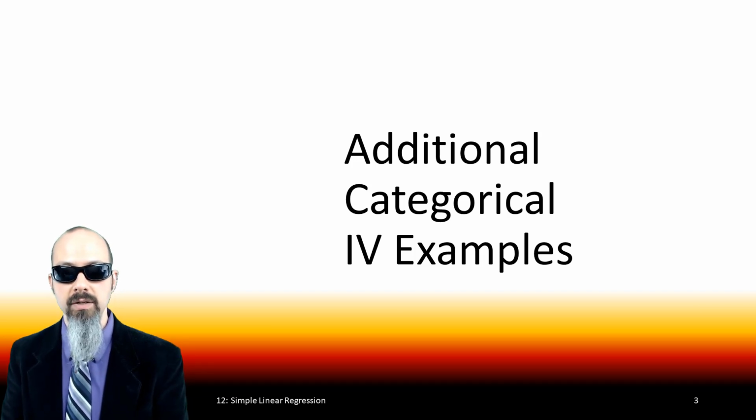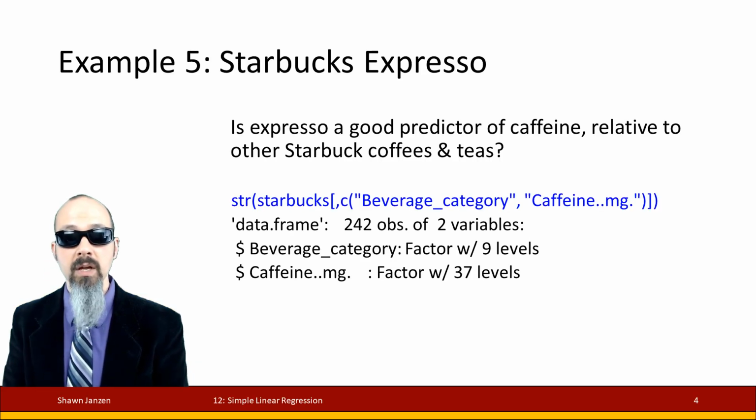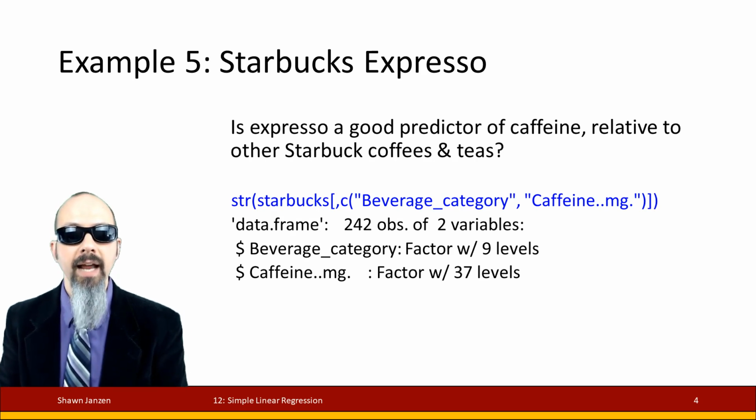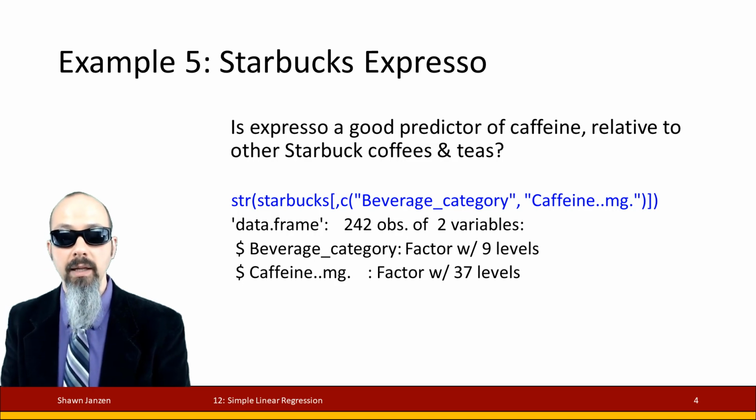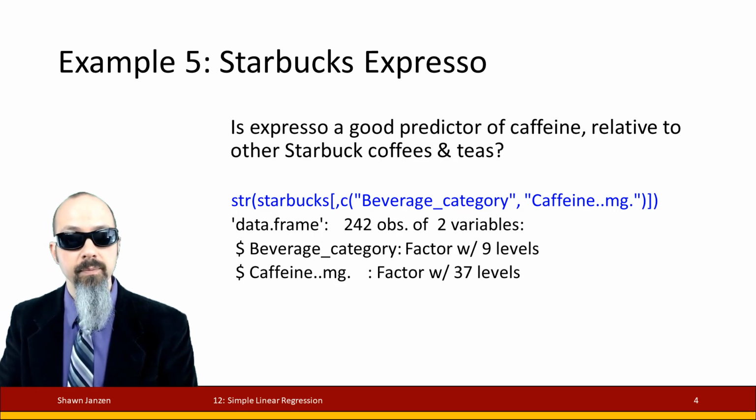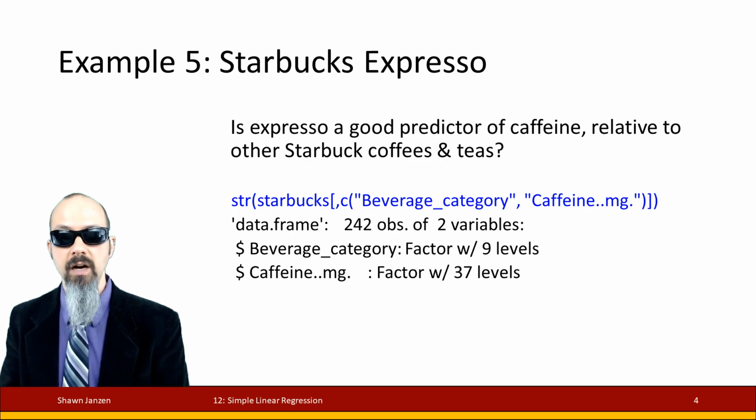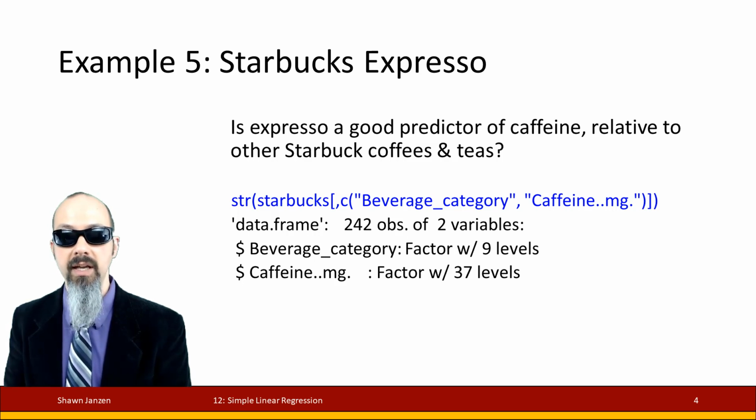So let's just go ahead and do another brief example walkthrough here. We're going to return to the Starbucks data because it's just fantastic. And we're going to ask the question, is an espresso a good predictor of caffeine relative to other Starbucks coffees and teas? So we're starting with the Starbucks data. I've already got it into the data set here. It's called Starbucks. And I'm looking specifically at two variables. I'm looking at beverage category and caffeine as it is in milligrams.